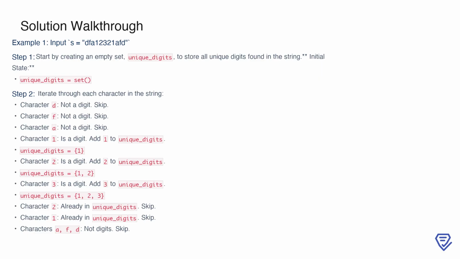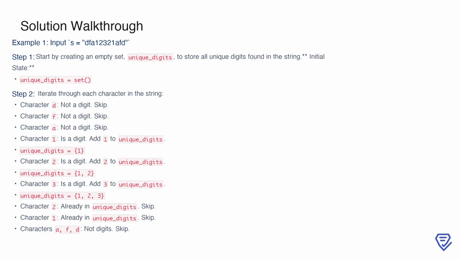To solve this problem, we start by analyzing the input string, which in this case is DFA12321AFD. The first step is to create an empty set called unique_digits. This set will help us keep track of all the unique digits we encounter as we iterate through the string.